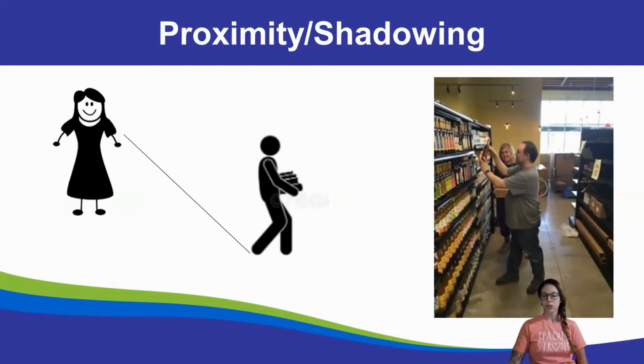Job coaches want to decrease proximity as a student learns a job so that there is no reliance on the job coach. Shadowing refers to the job coach being near enough to intervene only when needed. Support is still close by.